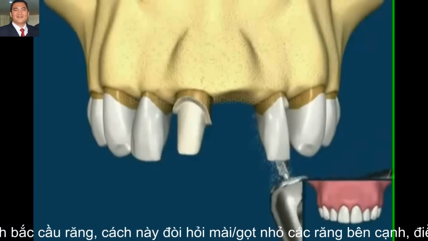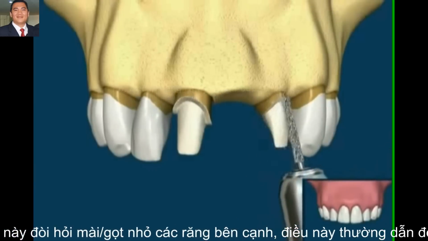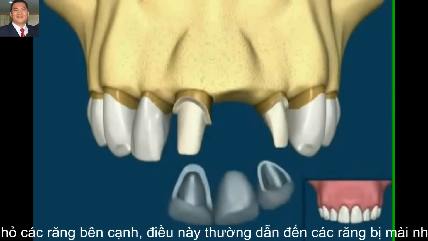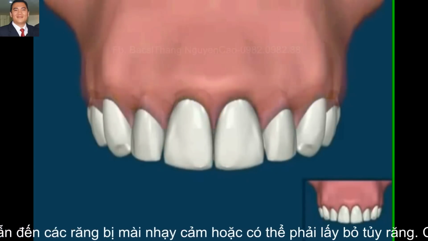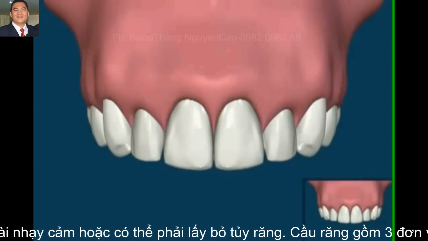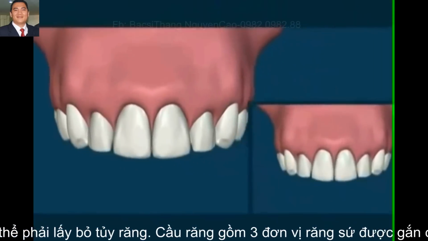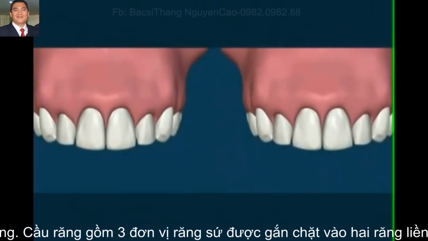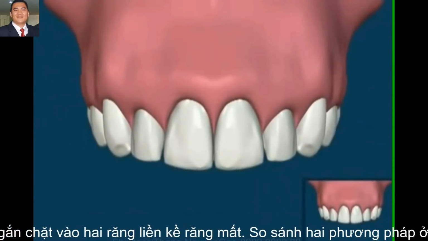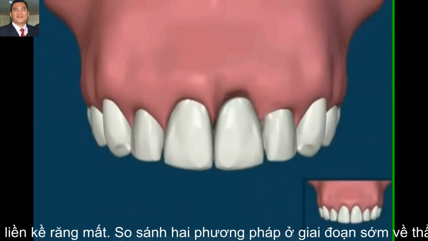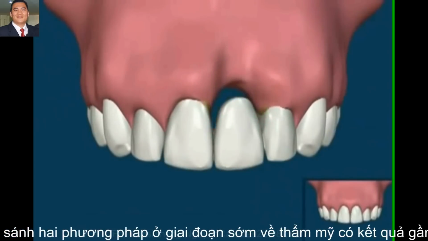A bridge, which is basically two crowns with a tooth in the middle, is cemented on top of these prepared teeth. Comparing the two situations at the early stages of post-treatment shows that they can have similar cosmetic results. However, with the passage of time, there may be bone atrophy in the area of the missing tooth, which often leads to recession around the adjacent teeth.